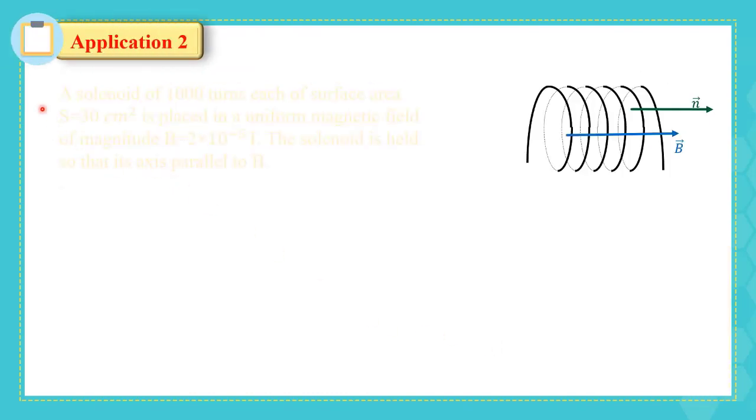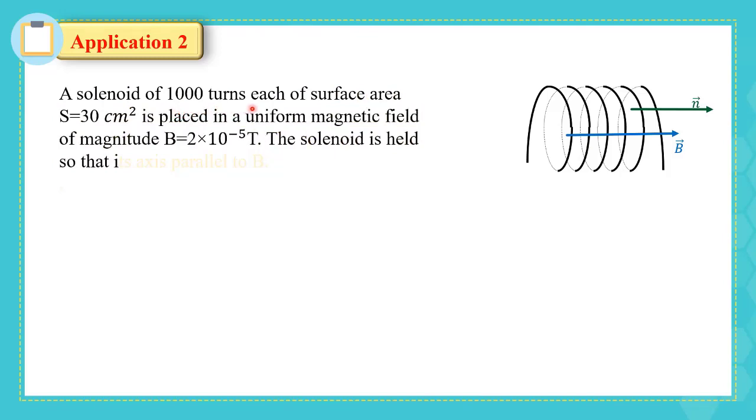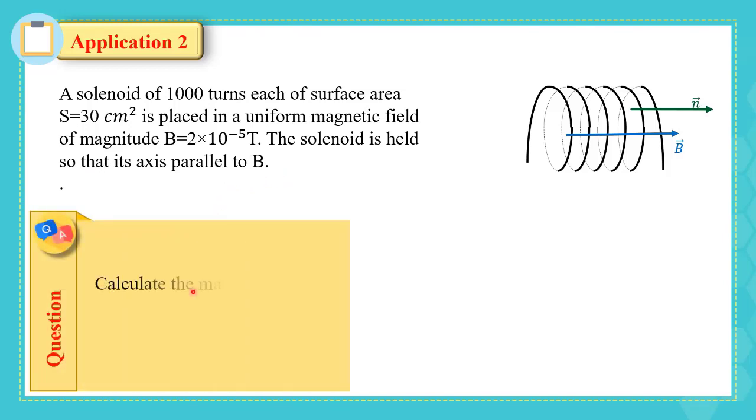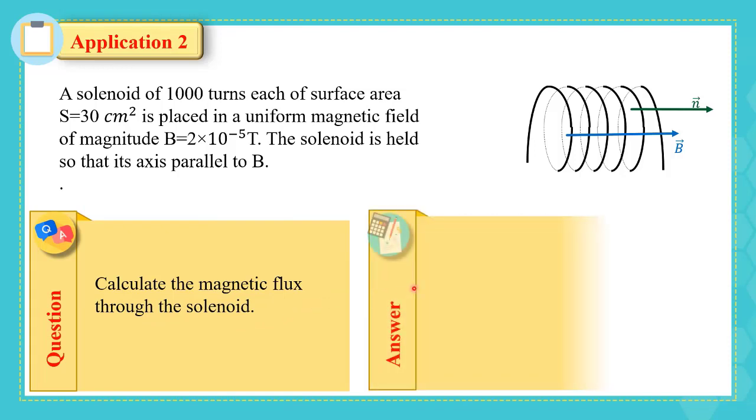Another application to be solved is a solenoid of 1000 turns, each of surface area S equal 30 centimeter squared, placed in a uniform magnetic field of magnitude B equal 2 times 10 to the power minus 5 Tesla. The solenoid is held so that its axis is parallel to B. Calculate the magnetic flux through the solenoid.